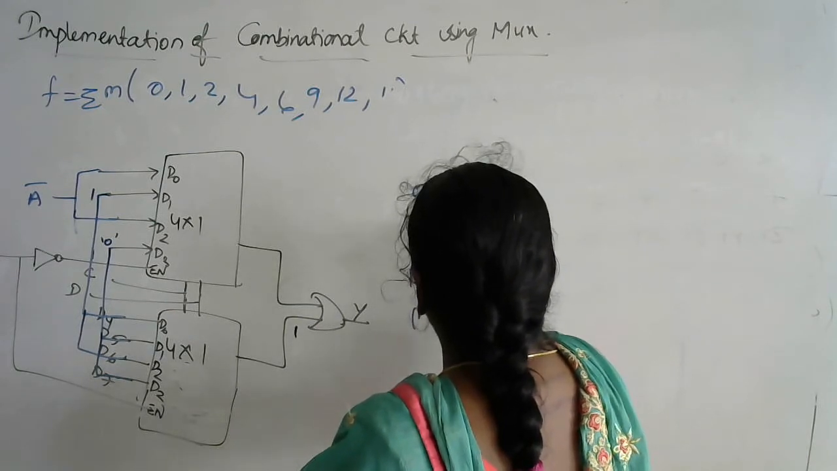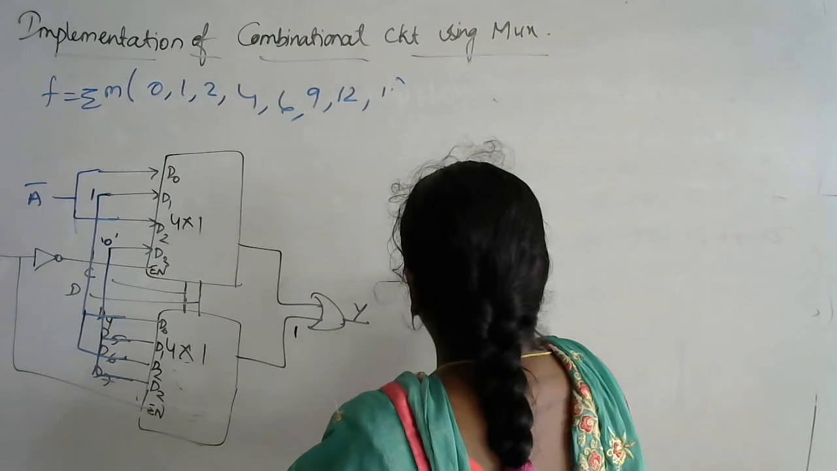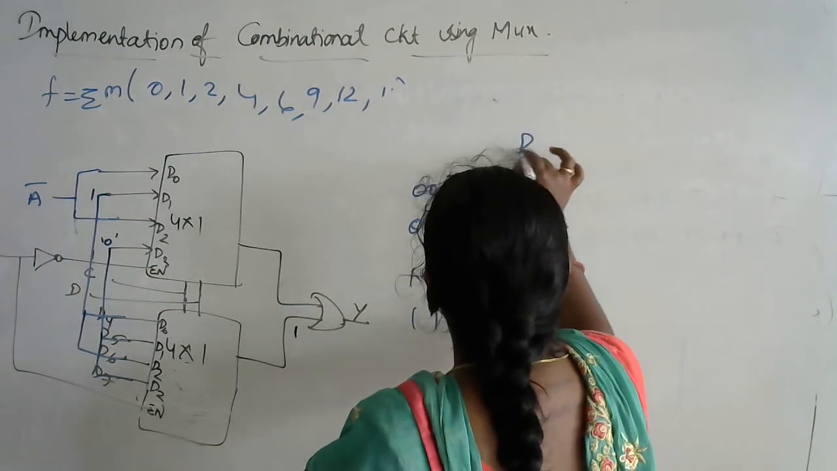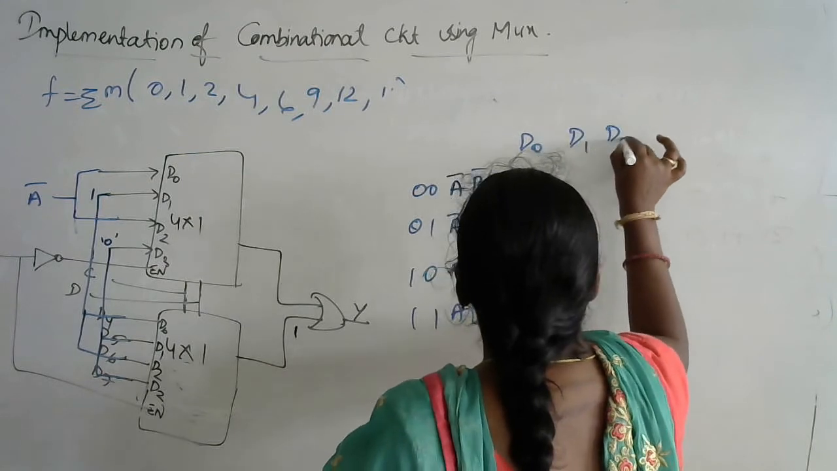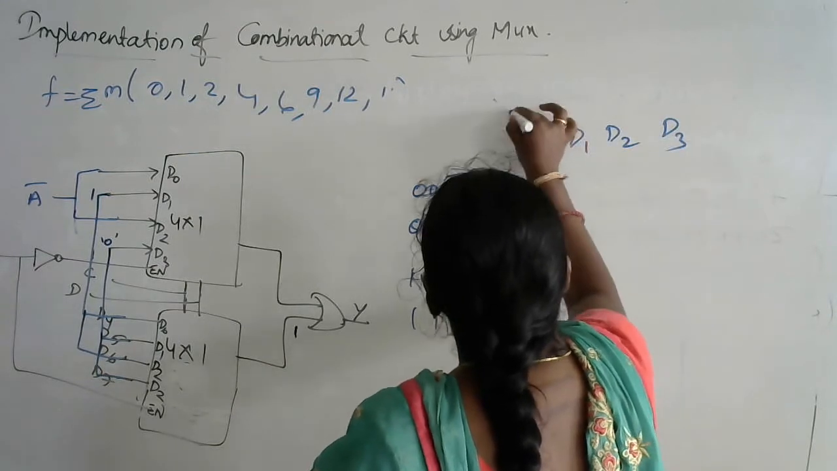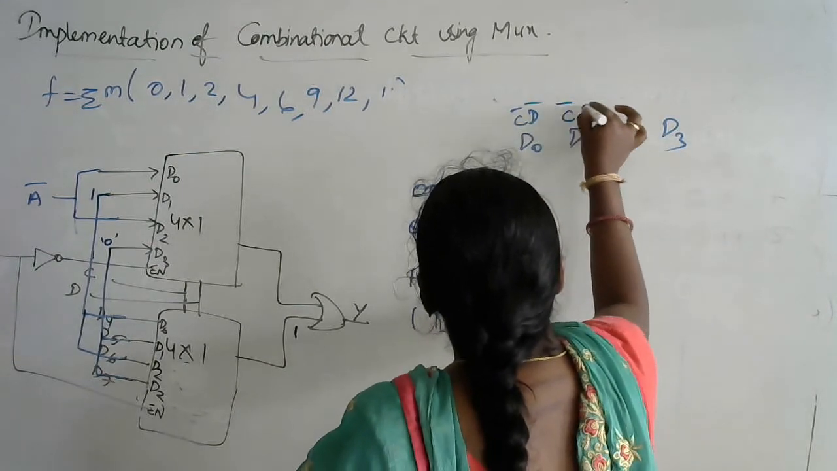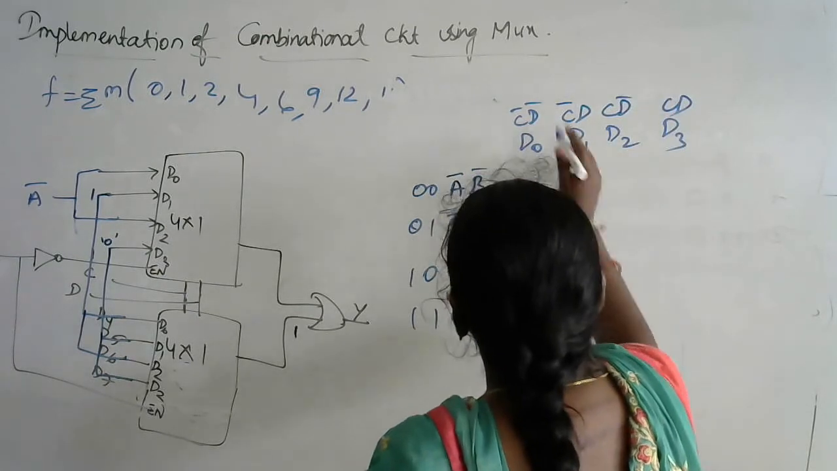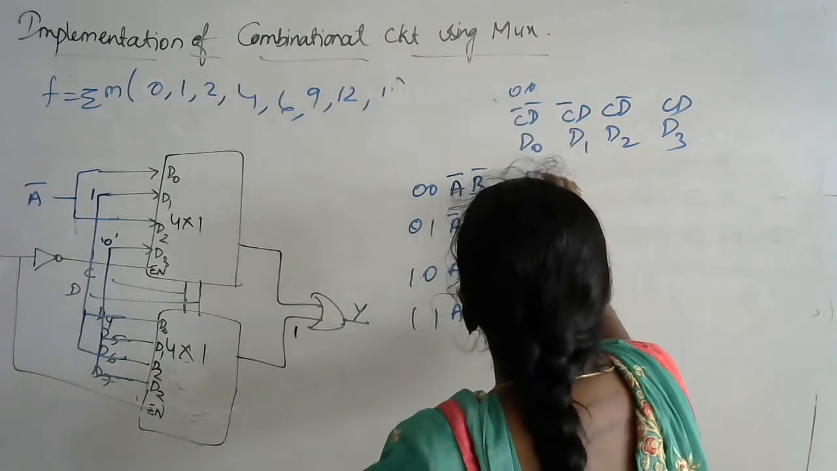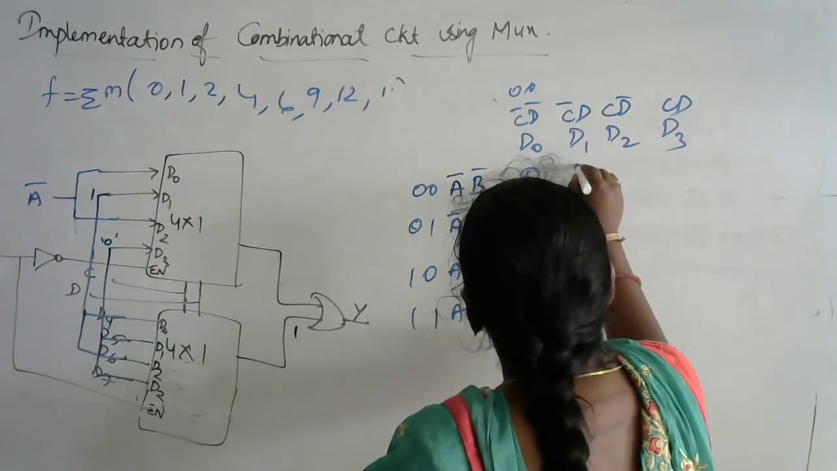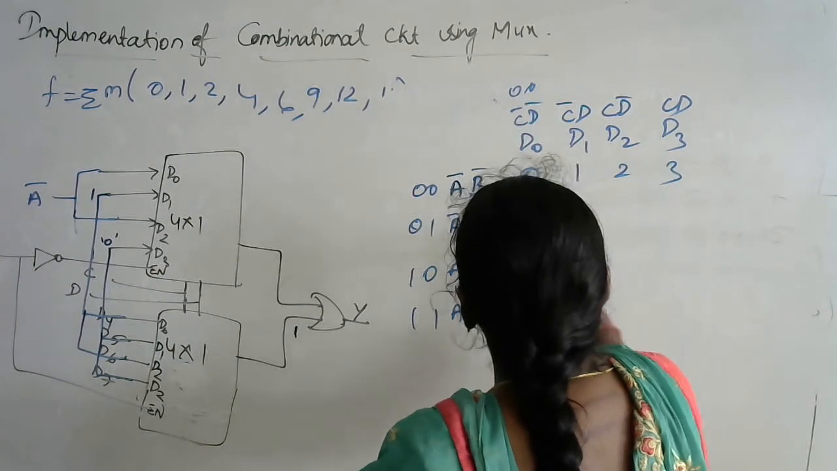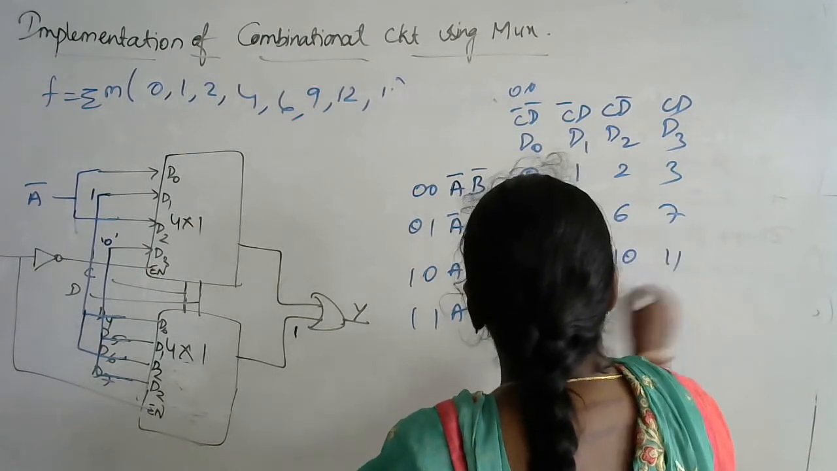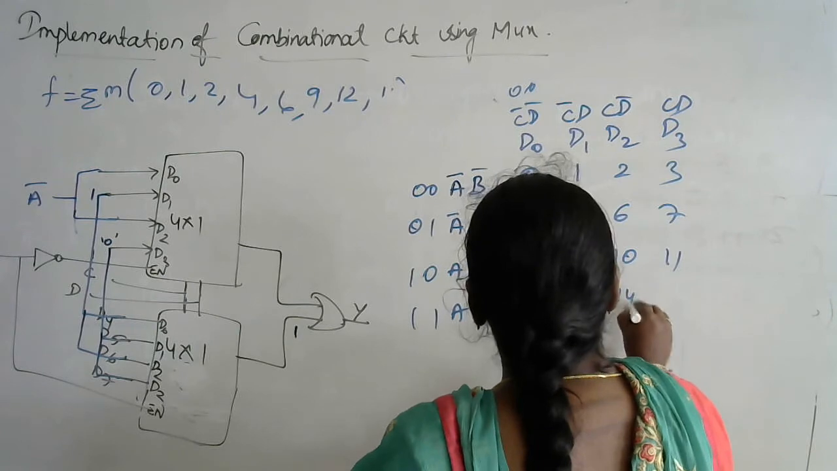What is 0? A bar B, A B bar, A B. And the inputs of the 4 by 1 are D0, D1, D2, D3. This is C bar D bar, C bar D, C D bar, C D. 0, 0, 0, 0. This is 0. 1, 2, 3, 4, 5, 6, 7, 8, 9, 10, 11, 12, 13, 14, 15.